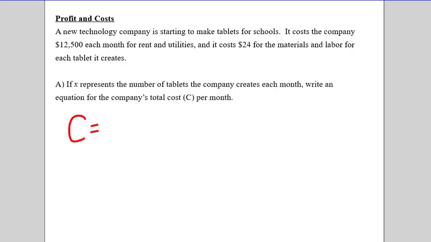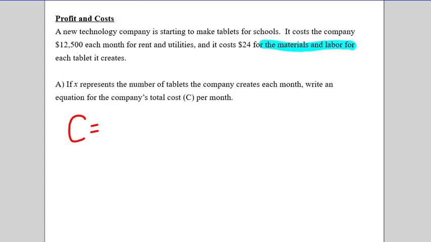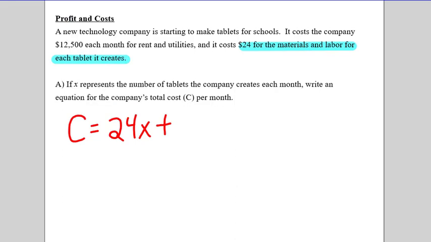We start with, well, what's it cost for each tablet? And it tells us it's $24 for each tablet. So we can start with that piece. That's the varying piece of this problem. That's 24 times X, where X is the number of tablets made. And then we say, well, what are the fixed costs? And the fixed cost in this case is the $12,500 each month that they pay for rent and utilities.